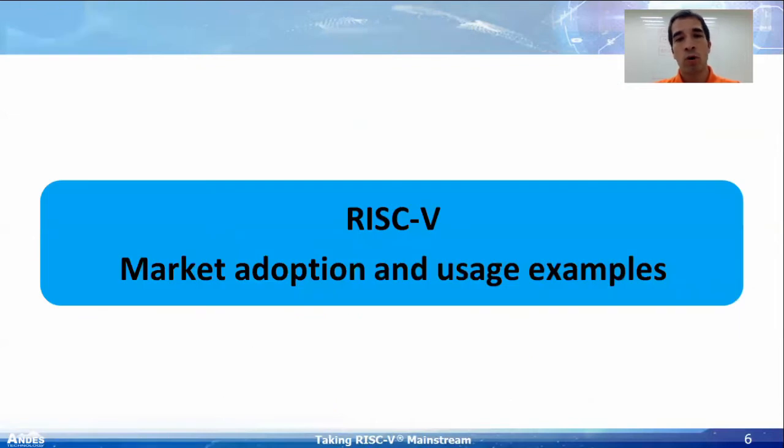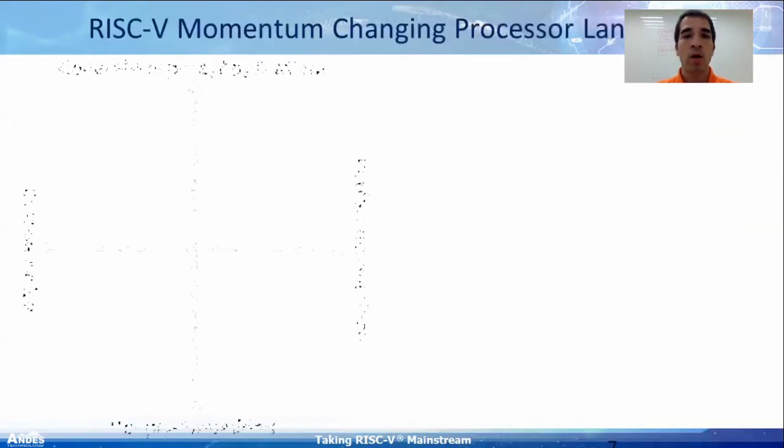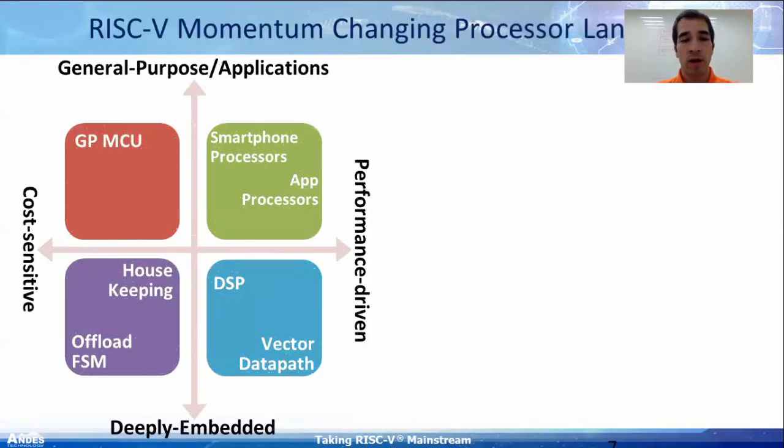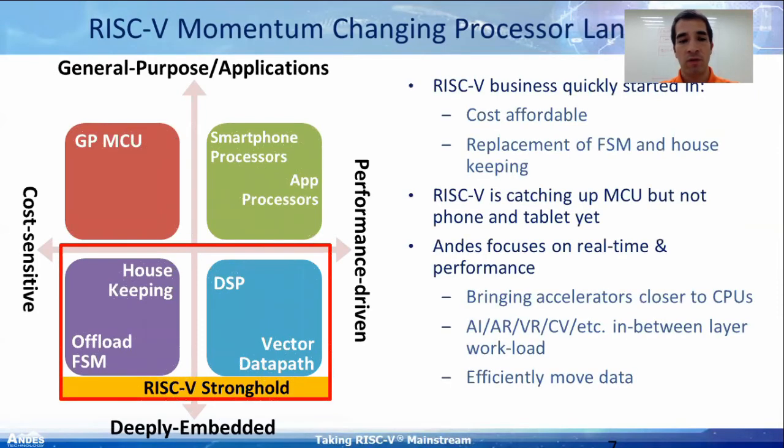Let's have a deeper look at RISC-V. What is the market adoption and some usage examples? Because we said, how do you scale it from very edge to high end with Linux? So first, the momentum has kind of changed. When RISC-V started, it was in the deeply embedded section because it was cost affordable, quick to implement, easy, and a small core, so not a big logic, not very complicated.